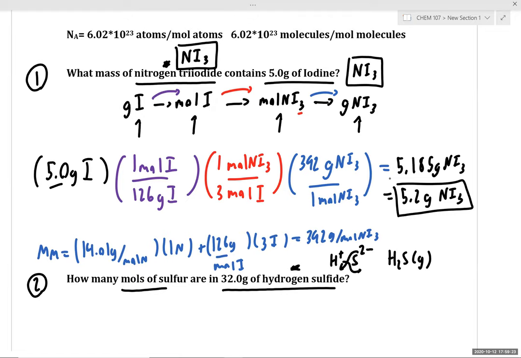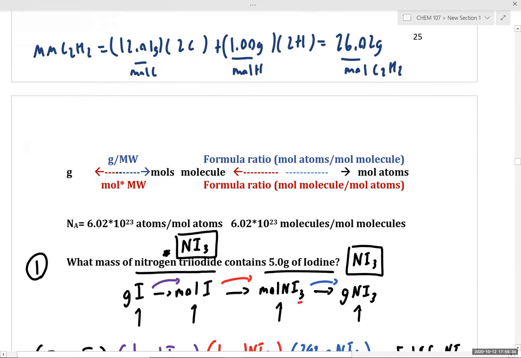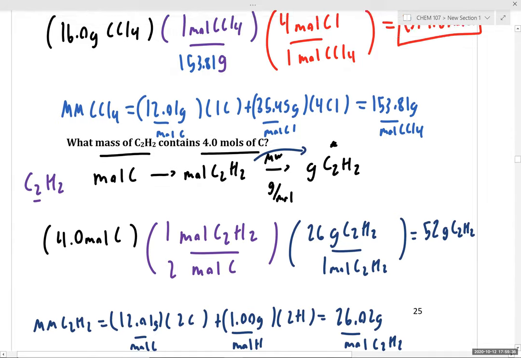Professor, I'm a little bit confused on what the difference is between that example and the previous example that you showed us a little bit earlier. Not the last one, but the one before that. It's the last one, I'm sorry.